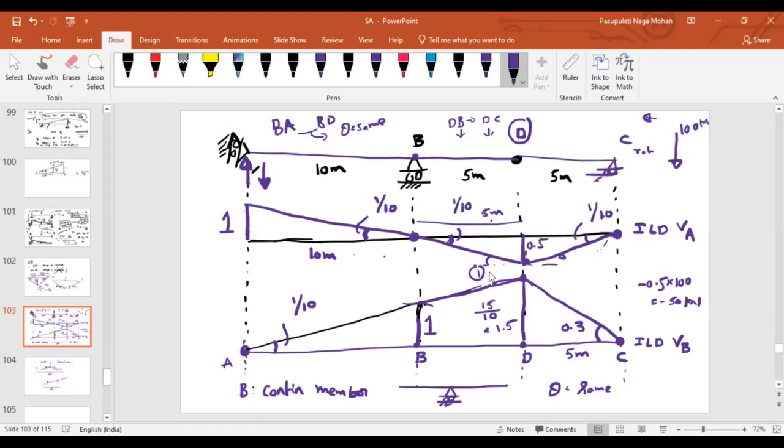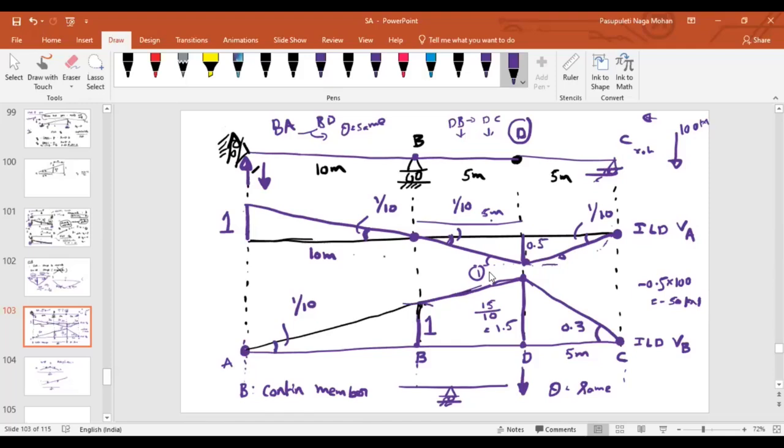Now tell me, what is the position of the load such that the maximum reaction at B will develop? At D. If you look at this diagram, where is the maximum ordinate? Maximum ordinate is there at D. So if you place a unit load at point D, then the maximum reaction will develop at support B. Clear?